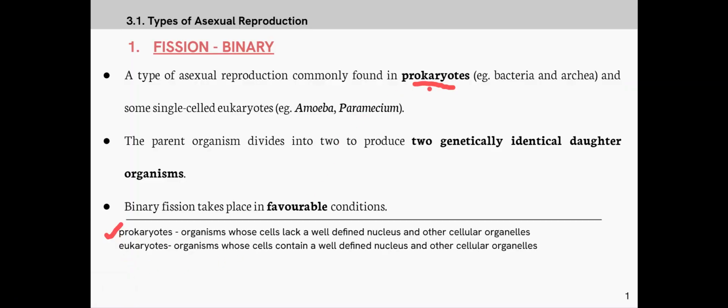So this is a form of reproduction commonly found in prokaryotes, for example bacteria and the archaebacteria, and some single-celled eukaryotes like amoeba and paramecia. Here, the parent organism divides into two to produce two genetically identical daughter organisms, and that is why this is known as binary fission. Binary fission takes place under favorable conditions. Favorable conditions would mean a suitable temperature, sufficient nutrient availability or oxygen availability.